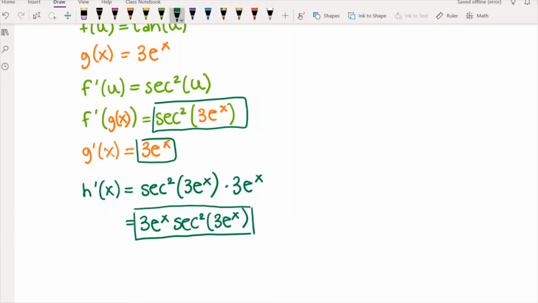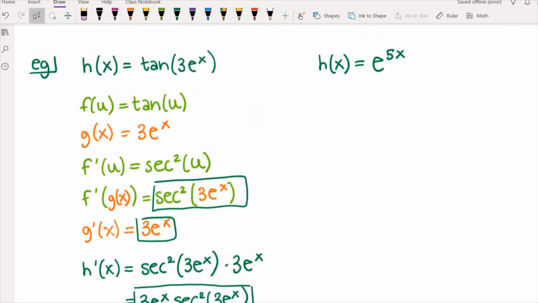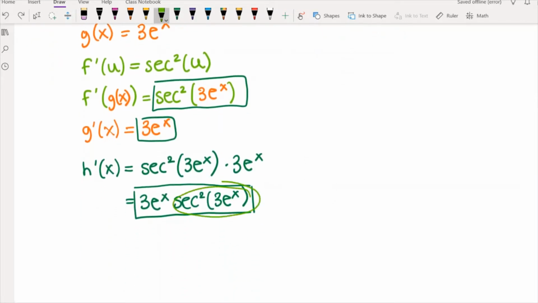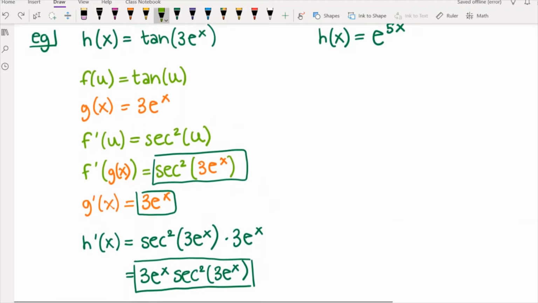So how would I think about this without having to write all this stuff down? Well, I would just think about, again, you're taking the outside derivative. So you're taking the derivative of this part, and you're leaving the inside alone, right? So that's how you end up with secant squared of 3x. That's taking the derivative of the outside part and leaving the inside part alone. And then you're just multiplying it with the derivative of the inside function. So you look at the inside function, you find the derivative of that, and you just multiply with that. And so that's where this part comes from.